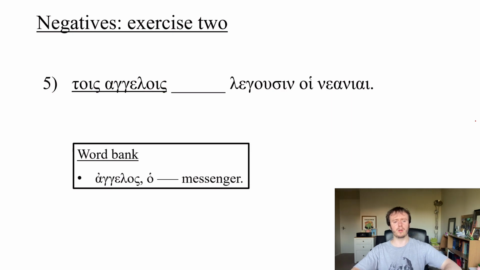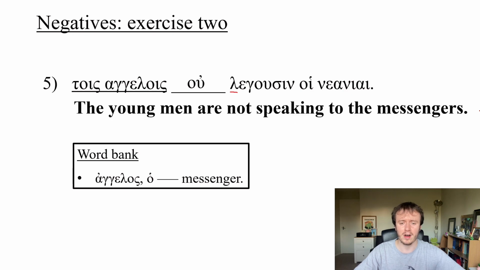Finally, number 5 was tois angelois blank legusin choineaniai. Here, the word following the form of u begins in lambda, which is a consonant, and therefore the form of u that we should have used is in fact u. And you should have translated this sentence as, the young men are not speaking to the messengers, or the young men do not speak to the messengers.